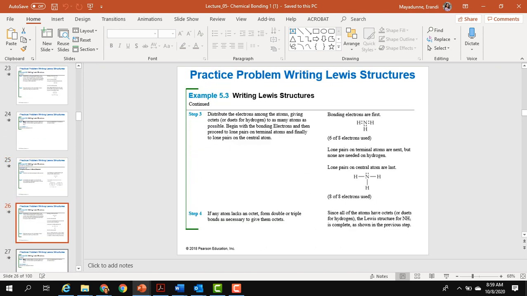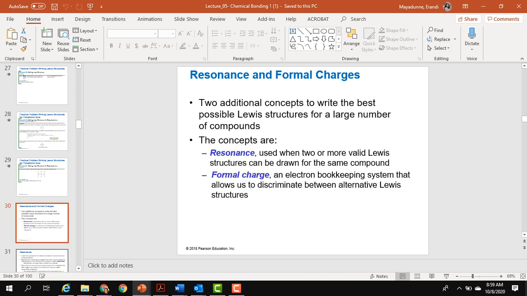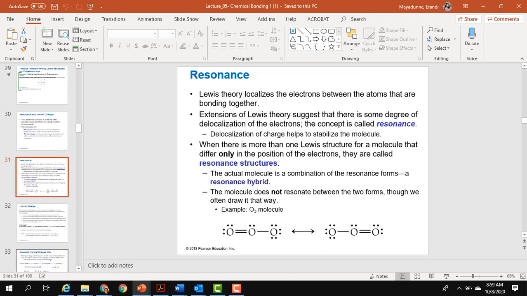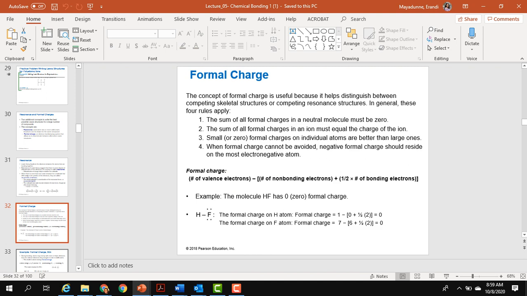Once you draw a Lewis structure, I have given you so many examples of how to draw Lewis structures. Next, resonance and formal charge. Resonance is when you have two or more valid structures for a compound. Formal charge is an important one. It's the electron bookkeeping system. There is a formula: the number of valence electrons. The formal charge you can calculate for each and every atom in a compound. So if I take the whiteboard, the formal charge of HF is given.